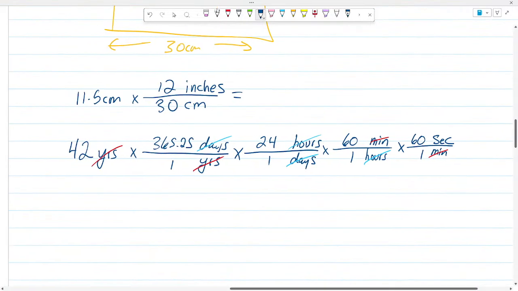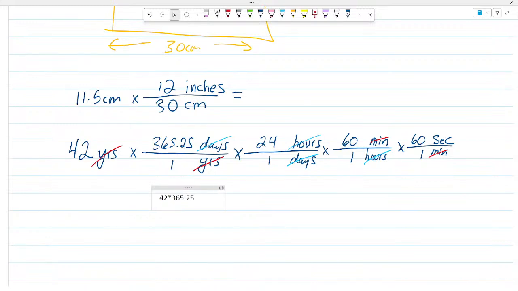And now we can just do it. We can say, okay, let's do that. 42 times 365.25 divided by 1 times 24 divided by 1 times 60 divided by 1 times 60 divided by 1.